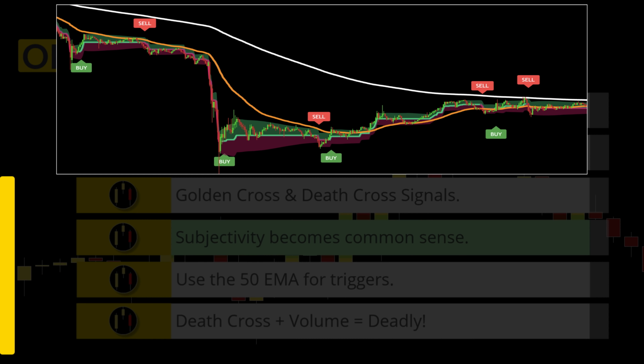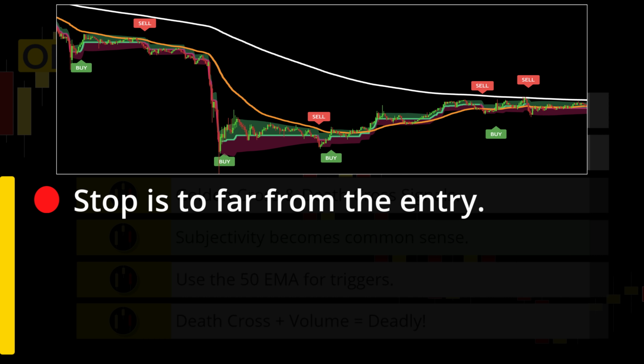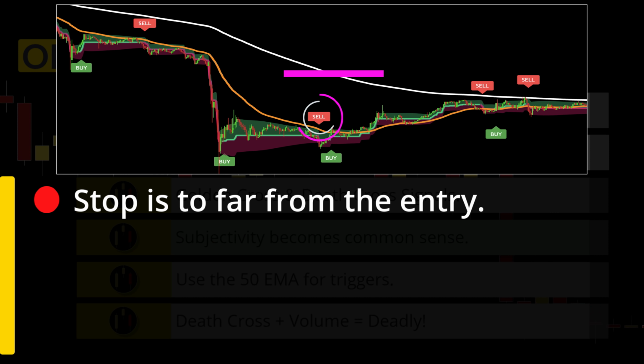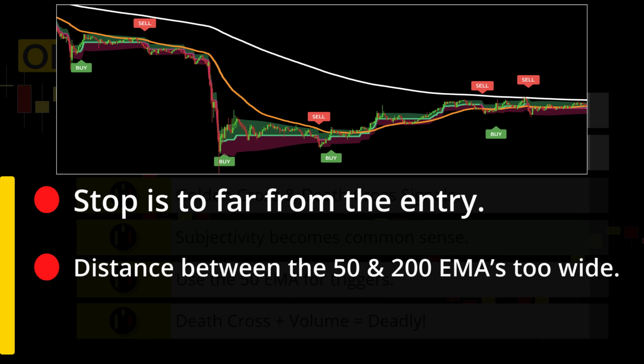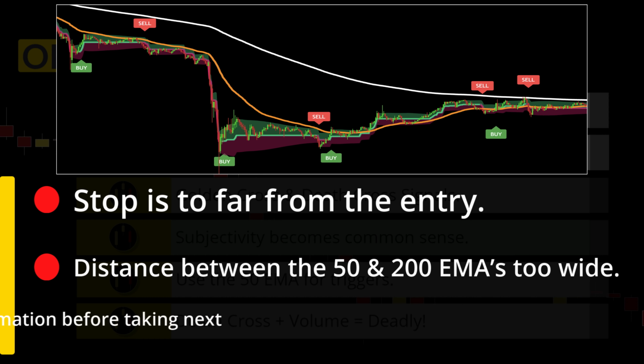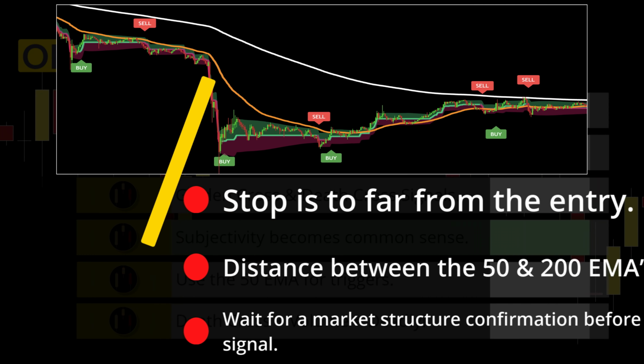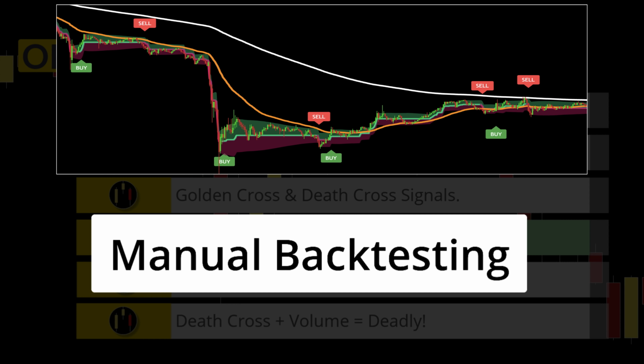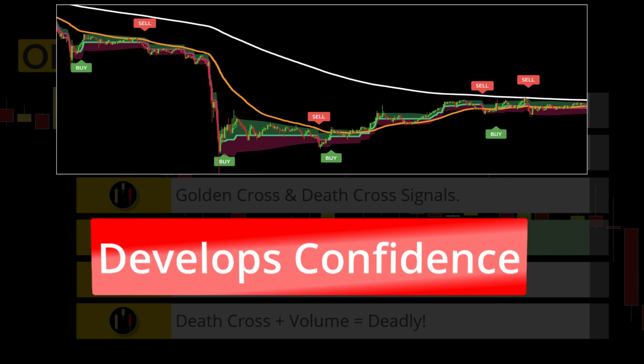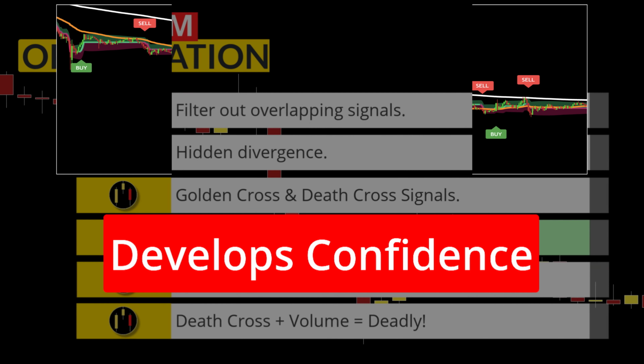An experienced trader would look at this chart and say that 1. The stop will be too far away from the entry. 2. The gap between the 50 and 200 EMAs is too wide and consolidation is coming. And 3, I will wait for another signal after this zone is broken. You can only have confidence to act on these market developments when you put the work in on the charts.